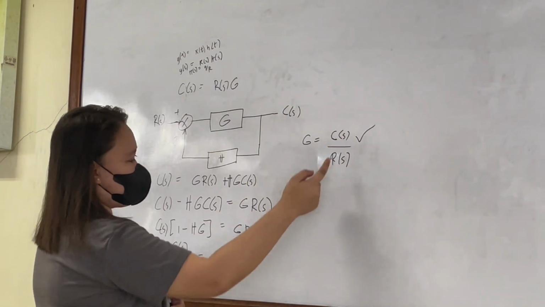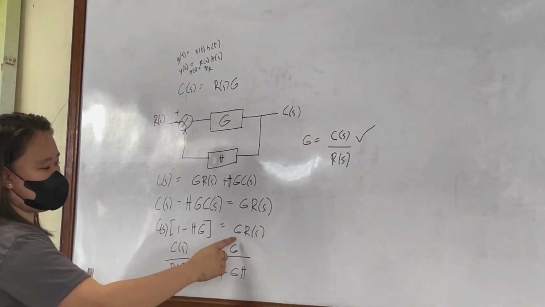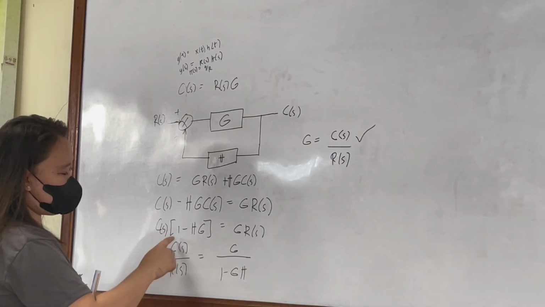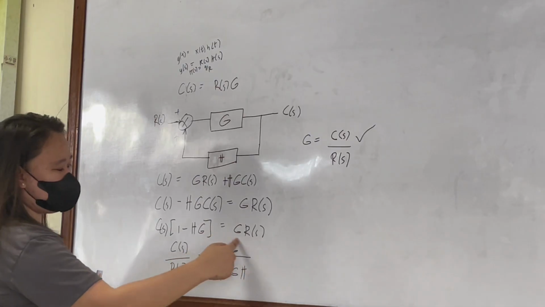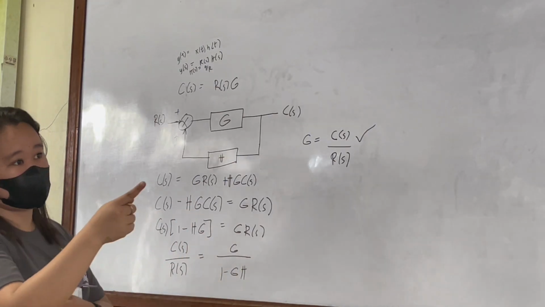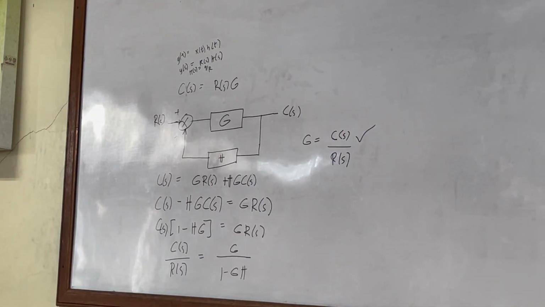Now we need to find C of S over R of S. So si C of S pabilin si R of S ibulang diri. Si G pabilin kung man si 1 minus GH diri ni C of S para C of S ay mabilin. So G all over 1 minus GH muna siya ang transfer function sa ato ang positive feedback. Now, if negative feedback siya class, transpose kaya positive pa siya. Diba? Later.